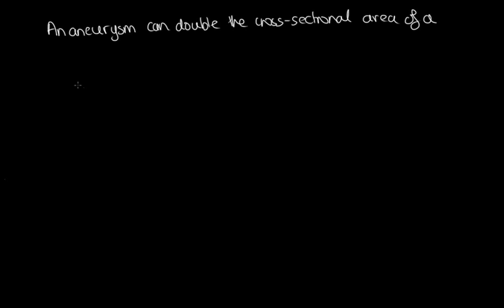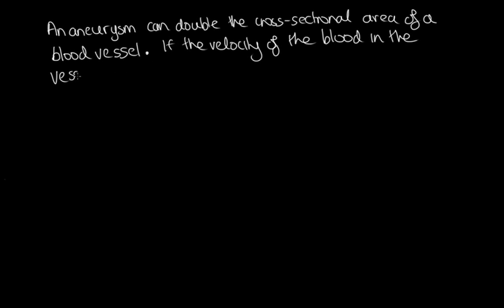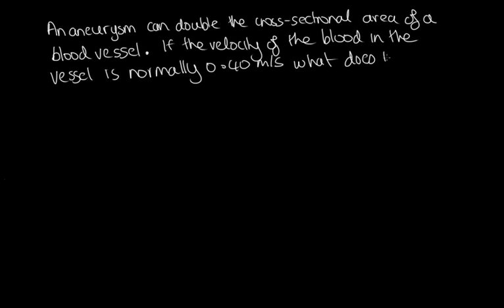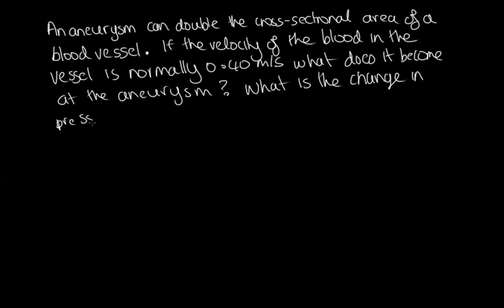Okay, so the question is, an aneurysm can double the cross-sectional area of a blood vessel. If the velocity of the blood in the vessel is normally 0.40 meters per second, what does it become at the aneurysm? What is the change in pressure on the wall?